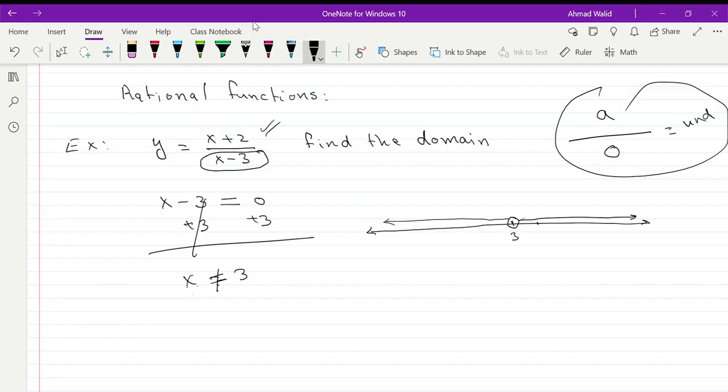Correct? Then how do we write the domain? Here I have negative infinity. Here I have positive infinity. Parentheses, negative infinity to where? To 3. What am I using for the open circle? For an open circle, I'm using a parenthesis. Then another part of the graph, parenthesis, 3 to where? To infinity. Connect these two with a union symbol. That's your domain. That's the domain of that function.